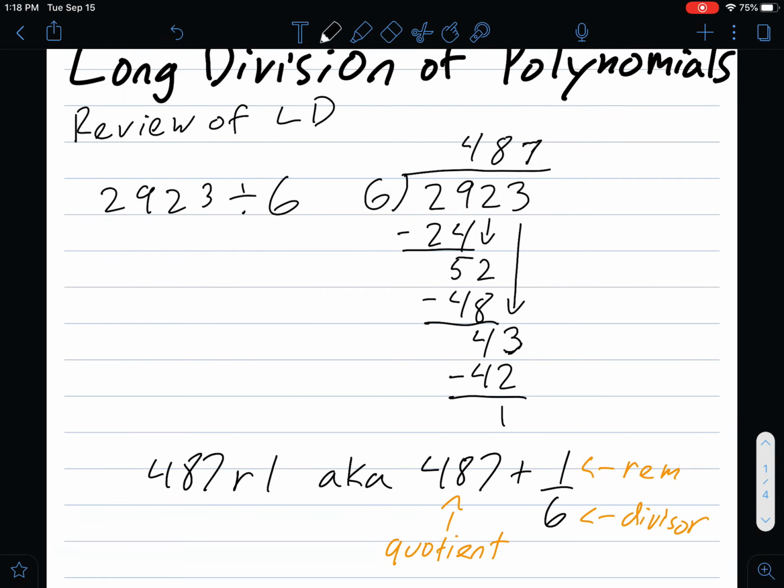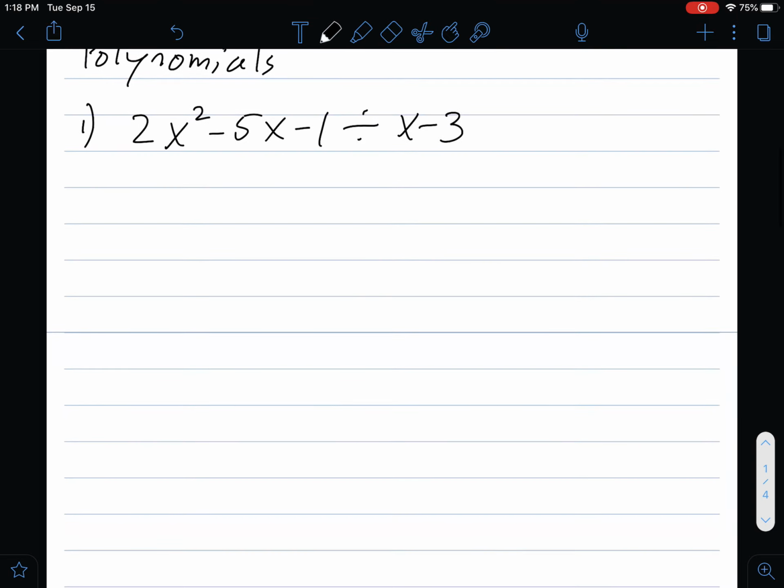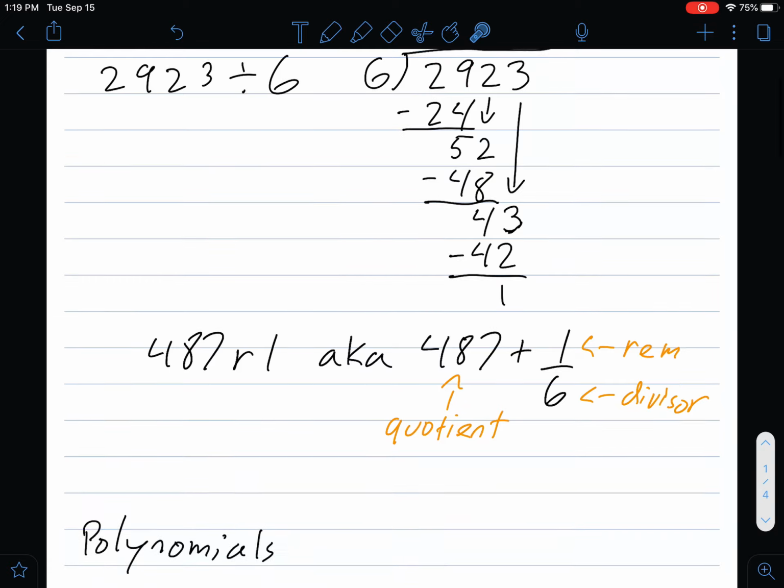So let's apply this to long division of polynomials. We have a polynomial here, which is 2x squared minus 5x minus 1 divided by x minus 3. So in the same fashion, remember that 6 went outside. x minus 3 is going to go outside now. And our dividend, 2x squared minus 5x minus 1, is what's going to go inside. Now remember, when we did this number, we only looked at 6 going into 2, and then 6 going into 29 because 2 was too small.